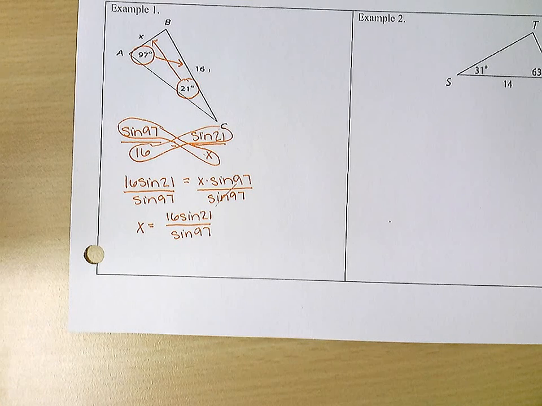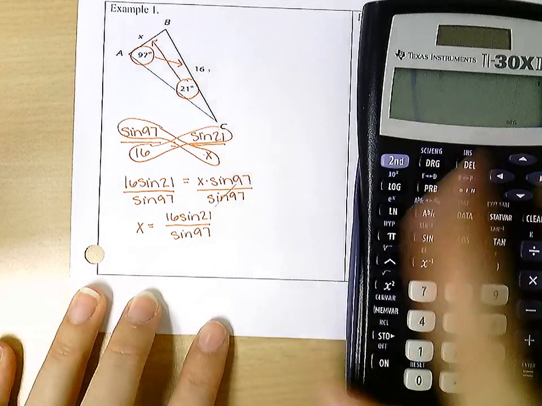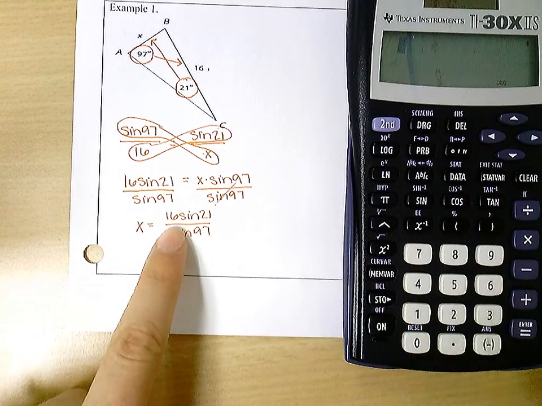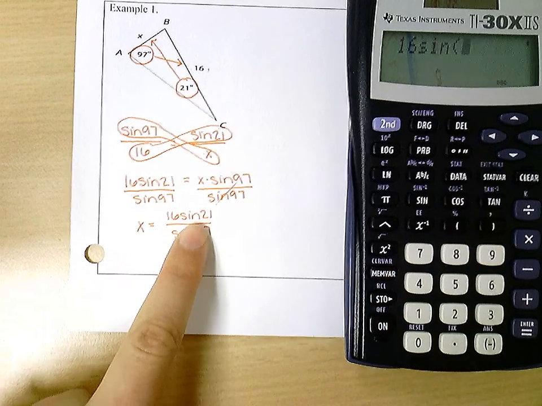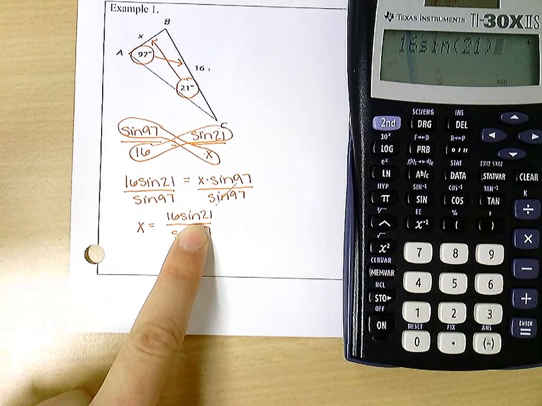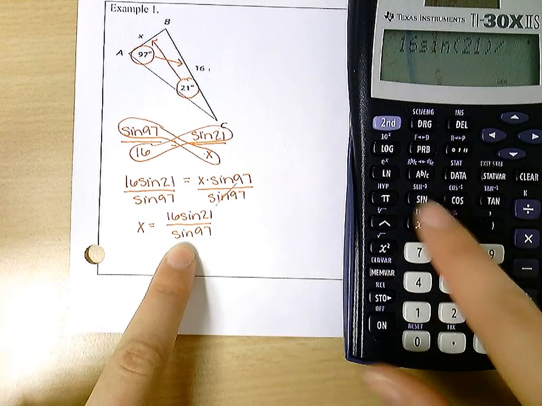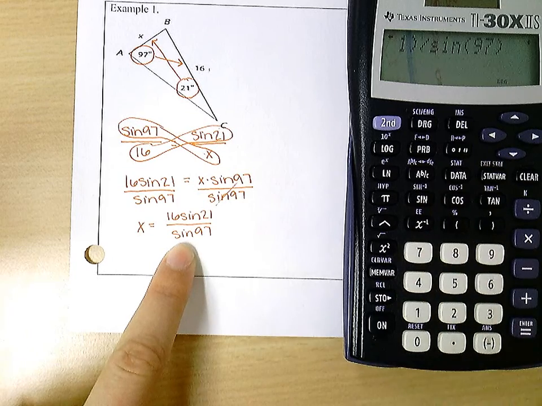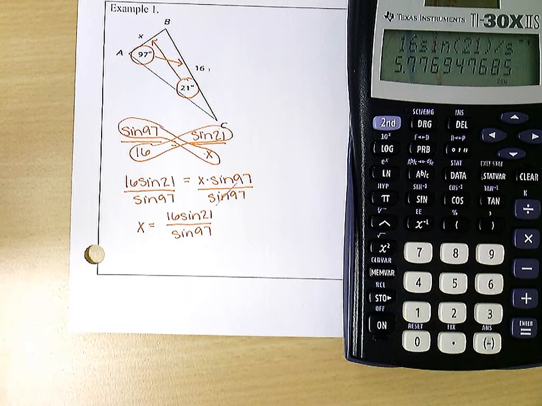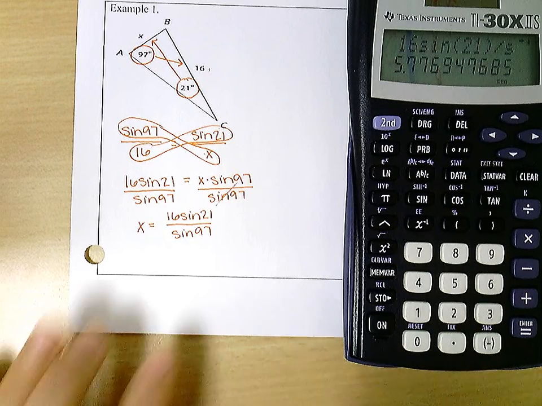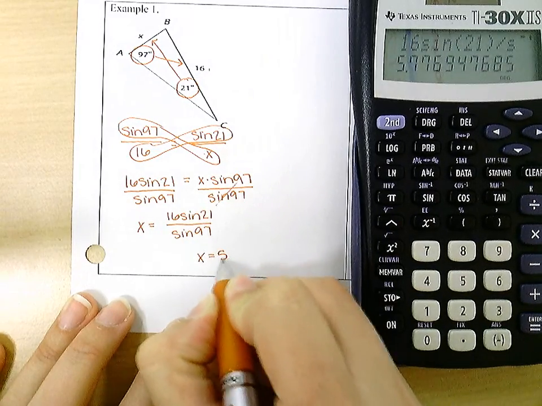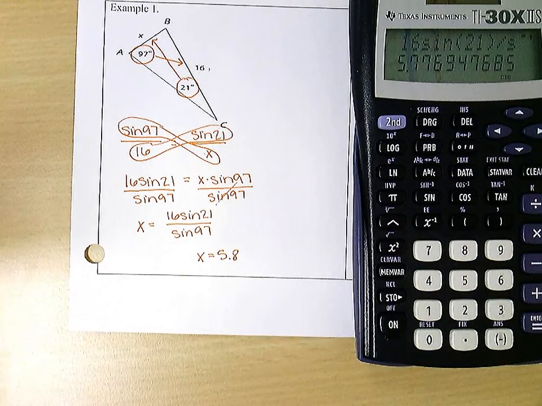You do need to be careful when you do this. So this is where you do need to end your parenthesis. So I would type in 16 sine of 21, end your parenthesis before you divide. So end that parenthesis, then divide by the sine of 97, to get about 5.8. So you do need to end that parenthesis first. You get what?